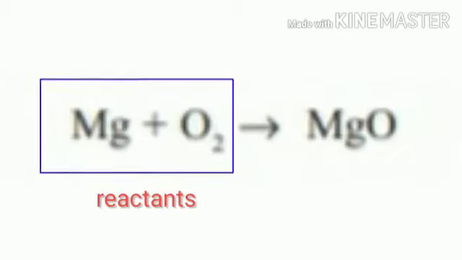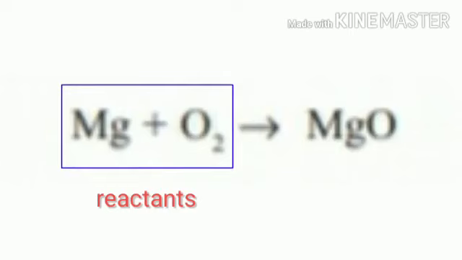Which are the reactants? Magnesium and oxygen. And which is the product? Magnesium oxide. Observe this equation. Is the number of atoms of each element equal on both sides? No, right? Here, the number of oxygen atoms on the reactant side is not equal to the product side. So how will you balance this equation?